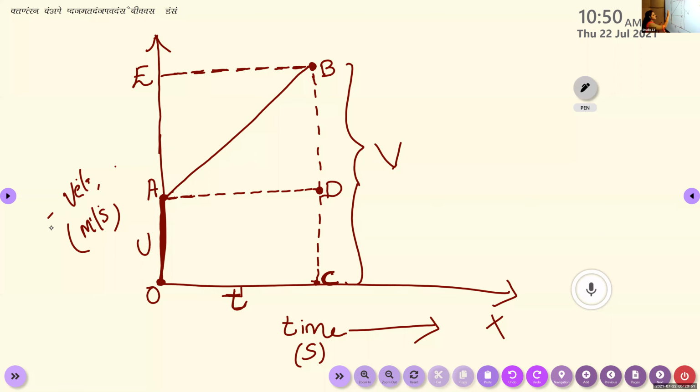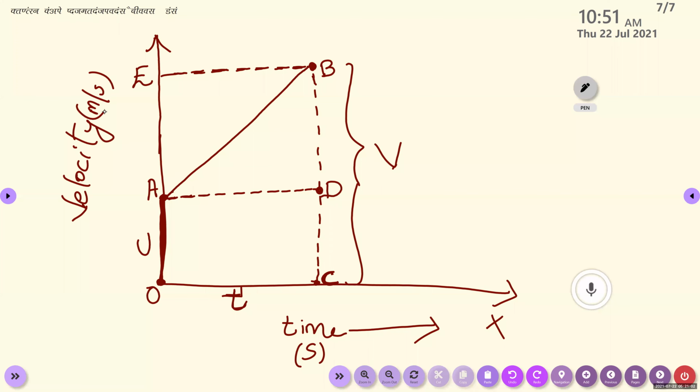So now we can find some physical quantities from this graph. Students, can you identify the physical quantity present in the portion OC? What does OC represent from this graph? OC? Time. It is T. Okay, good. And what does OA represent? OA? Velocity. Which velocity? Specify whether it is initial velocity or final. Very good. It is initial velocity.